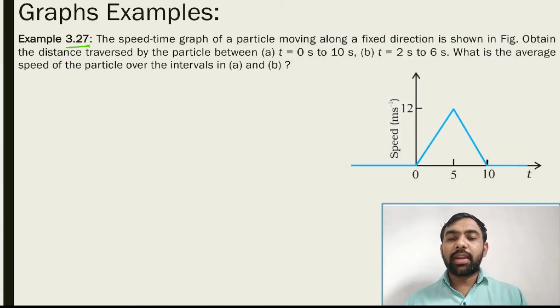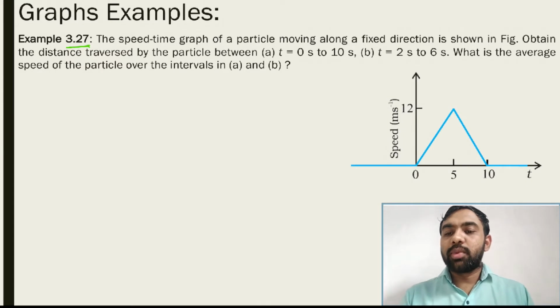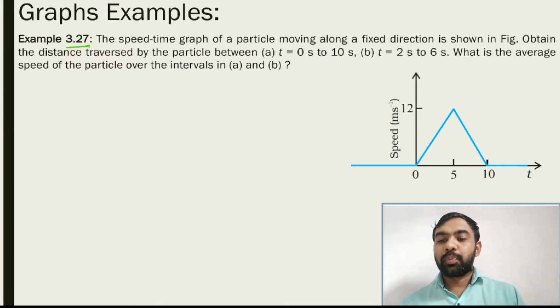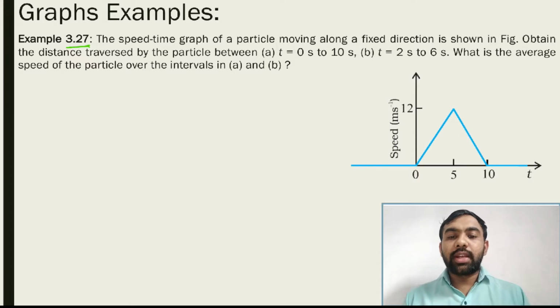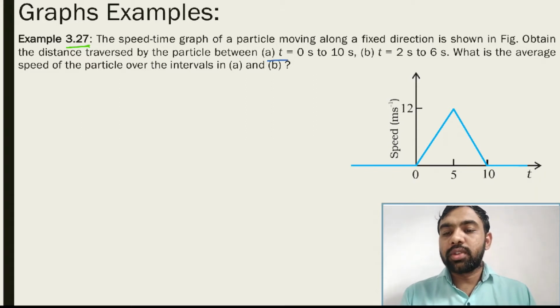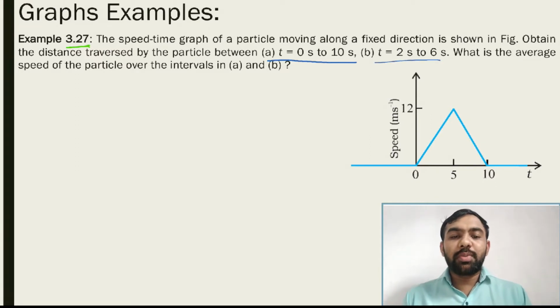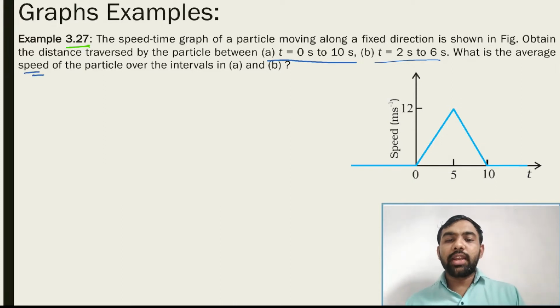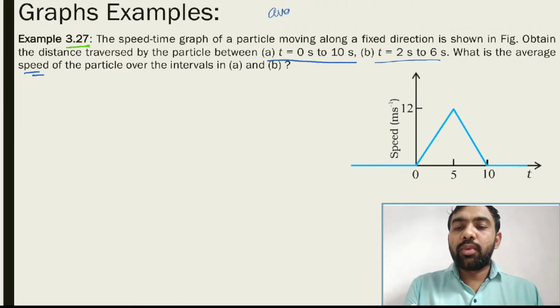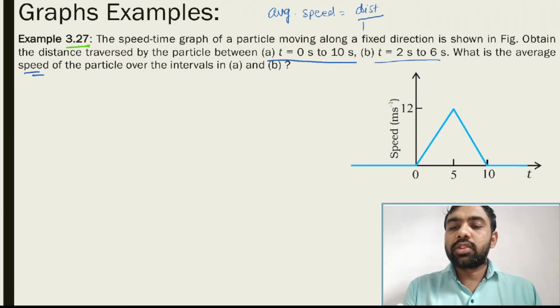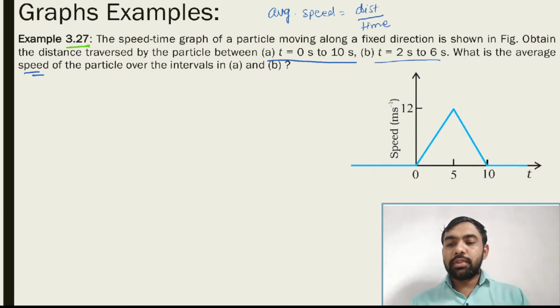The speed versus time graph of a particle moving along a fixed direction is shown in the figure. Obtain the distance traveled by the particle from t = 0 to 10 seconds and from t = 2 to 6 seconds. What is the average speed? So we have to find out these two cases, distance and speed. It's simple: average speed is equal to distance upon time. So first we find the distance, then we find the speed.